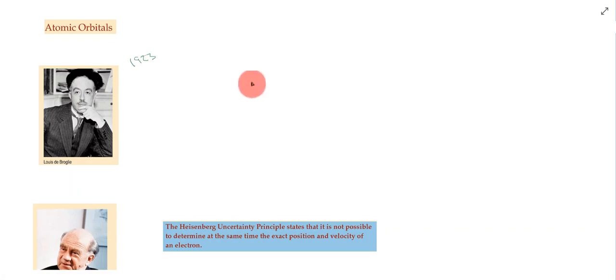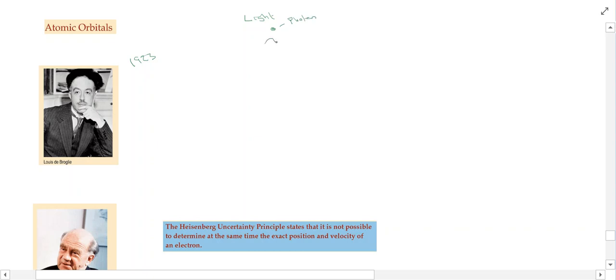So what they found was that if you take light, for example, light can behave, depending on the experiment that you run, as a particle, which is known as a photon, or it can exhibit the properties of a wave, which has a particular wavelength.